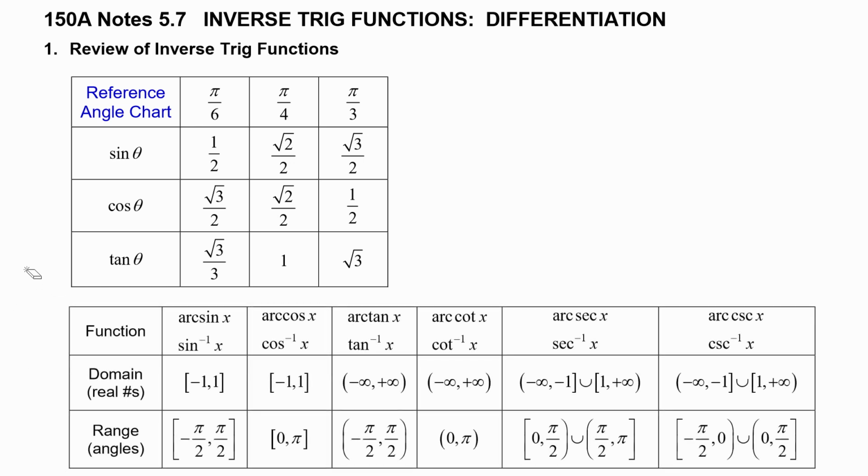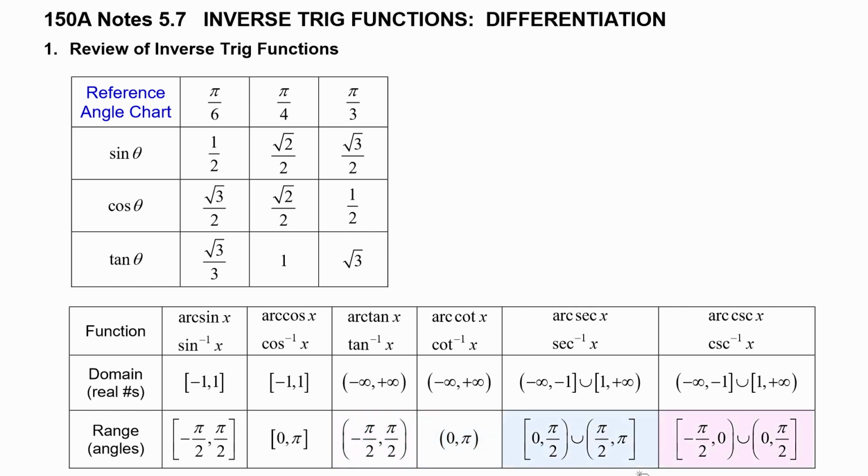Here we have a table of domains and ranges for all 6 inverse trig functions. You will see arcsine of x and sine inverse of x used interchangeably. So this notation is equivalent to this notation. Now all the ranges of the inverse trig functions you can see are some version of negative pi over 2 to pi over 2 or 0 to pi. Sometimes they exclude the endpoint values, as with arctangent and arccotangent.